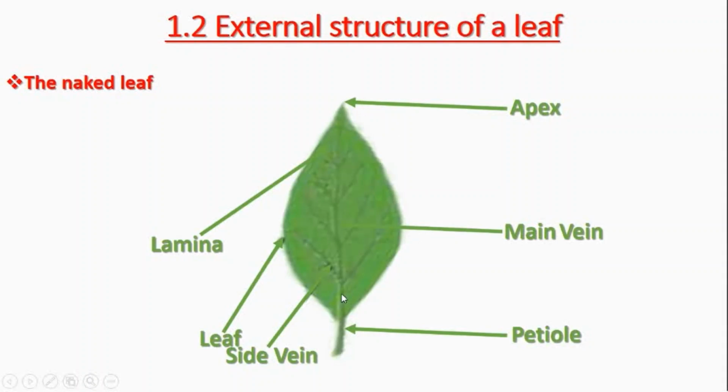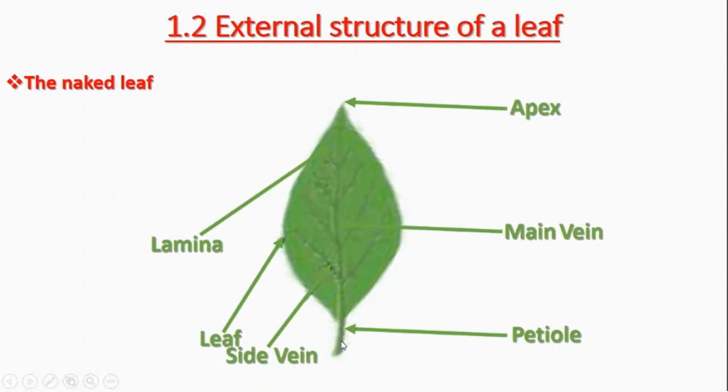And then moving inside, firstly we have our main vein. This one running across the leaf straight from the petiole to the apex is called the main vein, and these moving from the main vein to the sides are called the side veins. And then up here, all of this area in between the veins is called the lamina.